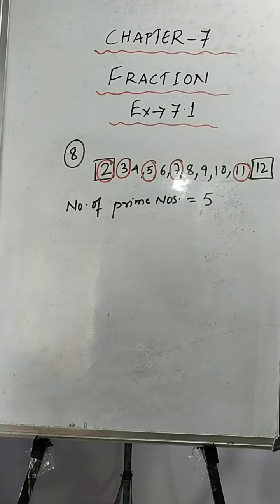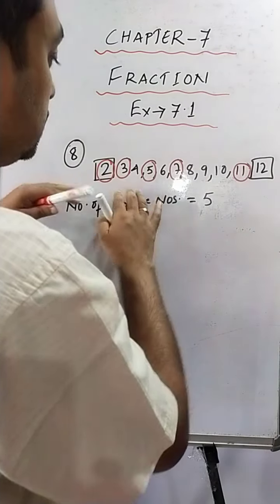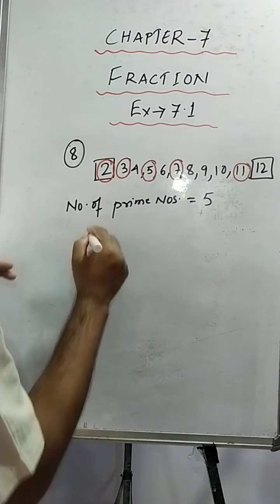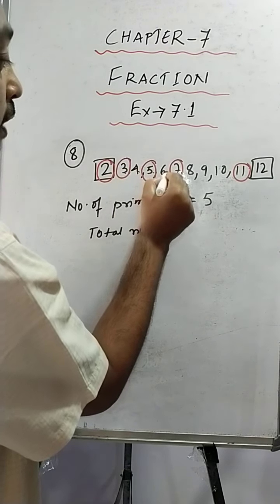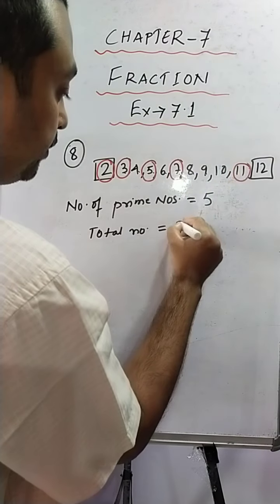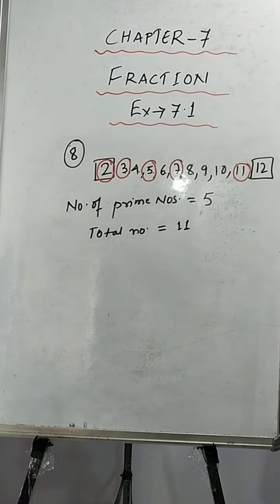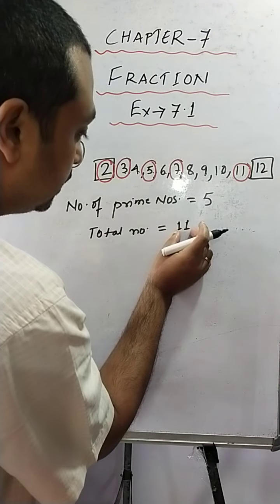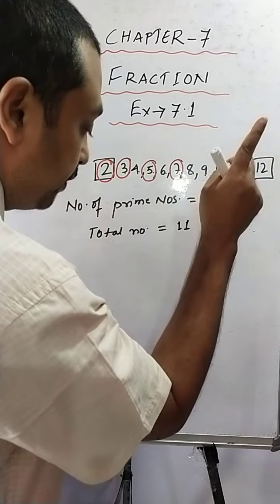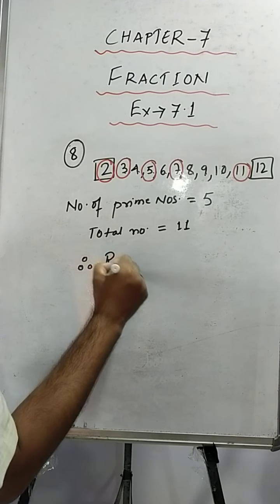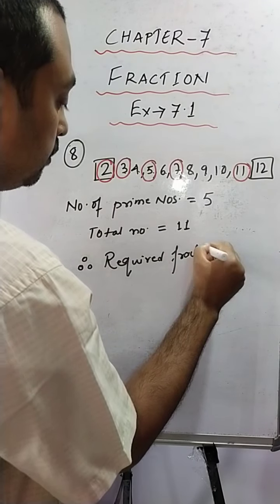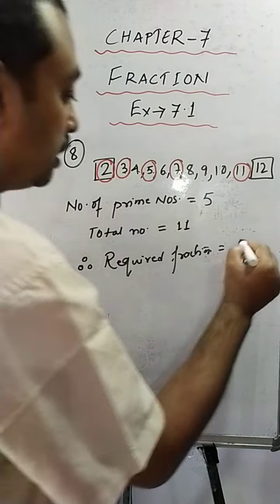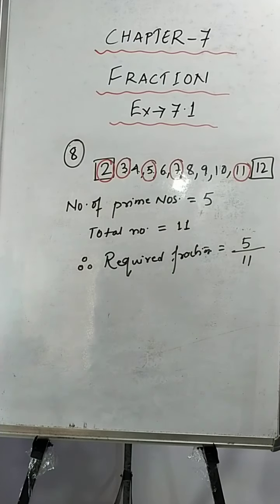Now, what is the next thing? We have to find the fraction of the prime numbers. So what is the total of numbers? Now count it. How many total numbers are given? So now total numbers is equal to 1, 2, 3, 4, 5, 6, 7, 8, 9, 10, 11. Right. So there are 11 total numbers. Now out of 11, how many are prime numbers? 5, isn't it? So therefore what would be your required fraction? Your required fraction would be: out of 11, 5 are prime numbers. Okay, I hope that you people are understanding.